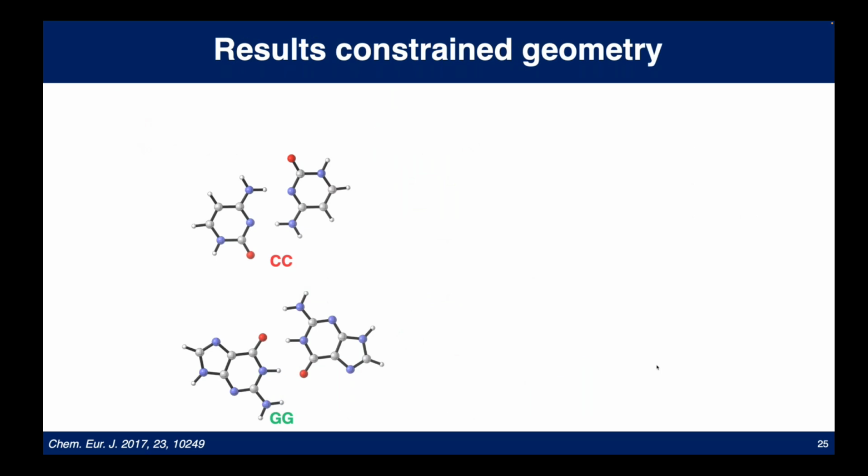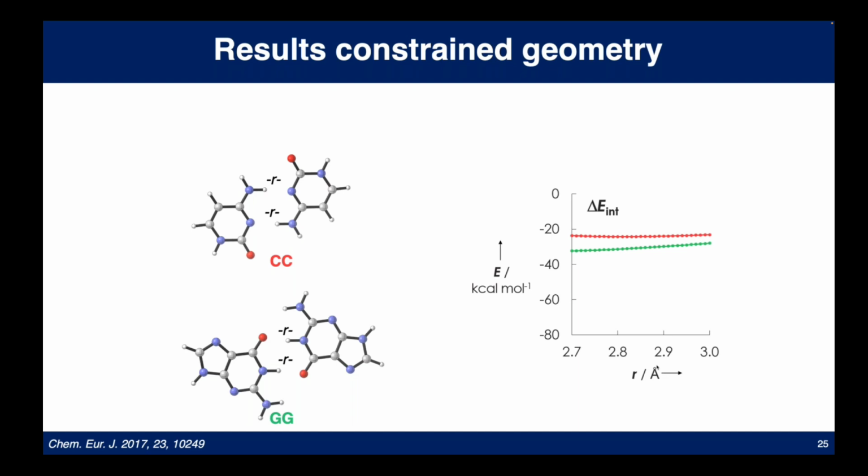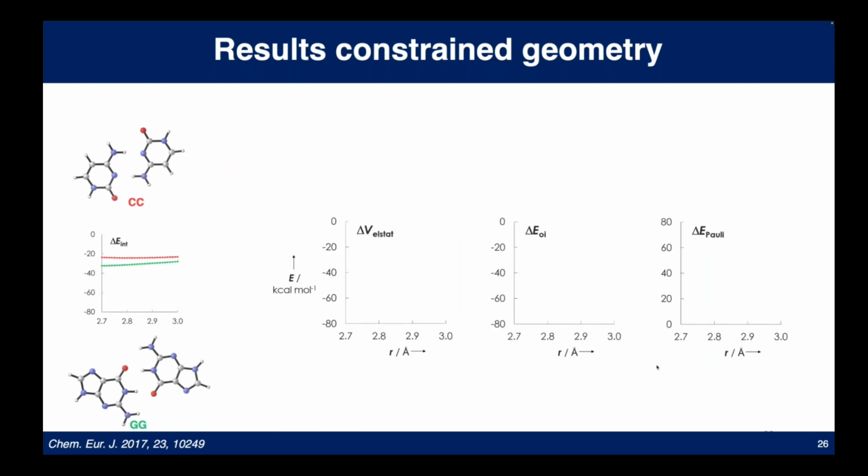We started from the minima, and what we did, we varied the distance. By varying the distance, we see that everywhere GG is always more strongly bound. And now, if we do the decomposition, we find the reason why. So the electrostatic is more or less the same for both systems, the orbital interaction also the same, but the Pauli repulsion differs.